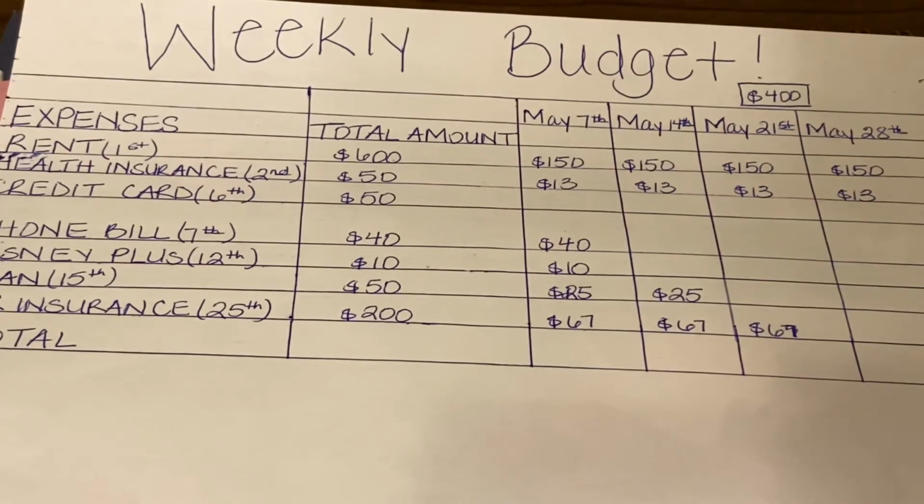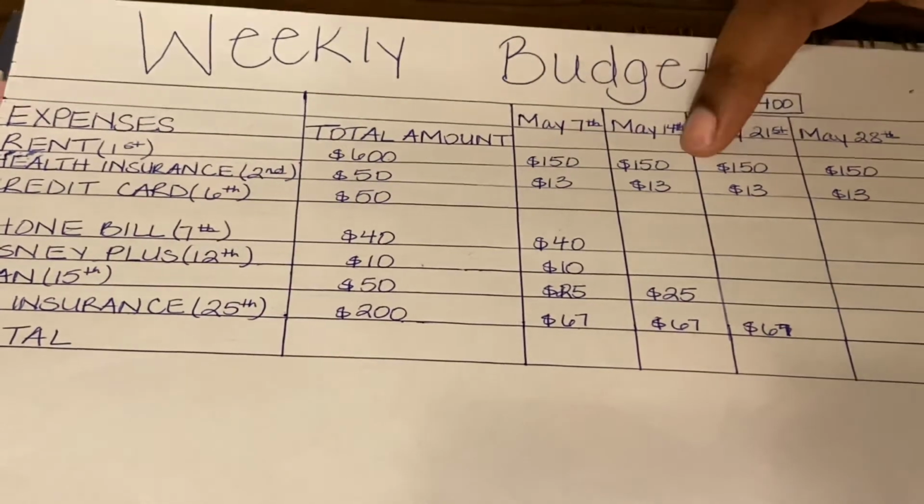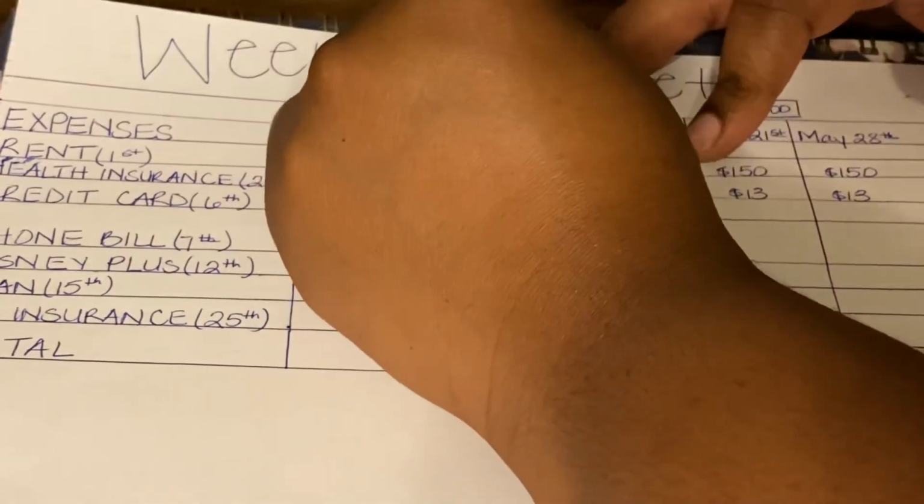Our credit card bill is $50, and that comes out on the 6th of every month. So that'll be another, we'll have, how many checks? 5. Oh, we'll actually have 5 checks before we have to get to 50. So instead of taking out 13 like we would for the health insurance, we'll just take out 10.